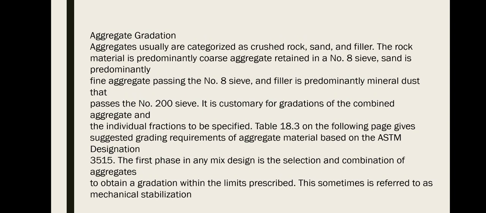Aggregate gradation. Aggregates usually are categorized as crushed rock, sand, and filler. The rock material is predominantly coarse aggregate retained on the number 8 sieve. The sand is predominantly fine aggregate passing the number 8 sieve, and filler is predominantly mineral dust that passes the number 200 sieve. It is customary for the gradation of the combined aggregate and individual fractions to be specified.